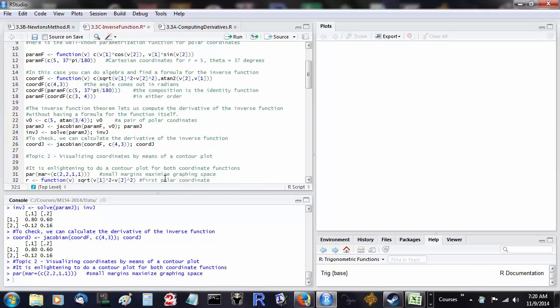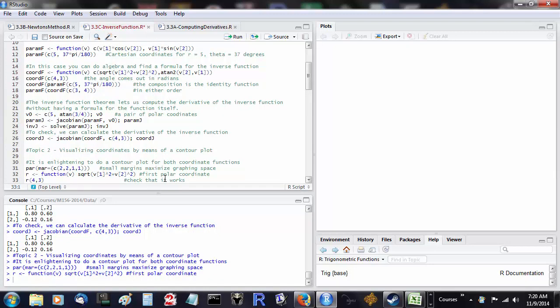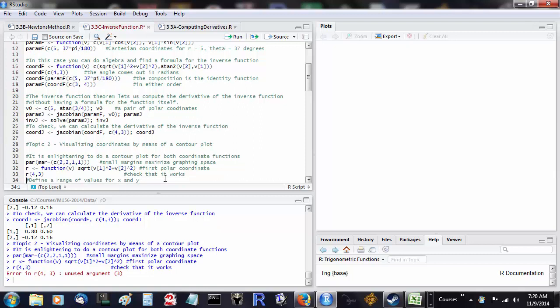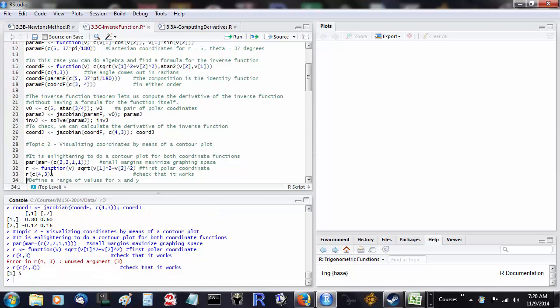Let's maximize our real estate, and let's define separate functions for the first polar coordinate r and the second one, theta. r is the square root of x squared plus y squared. Let's check that that works. Well, it didn't. I see why. That's why I always try out my functions before using them where I can't see the result. You may be a more disciplined coder than I am and can skip that step, but I'm sloppy. I check up on my work, though.